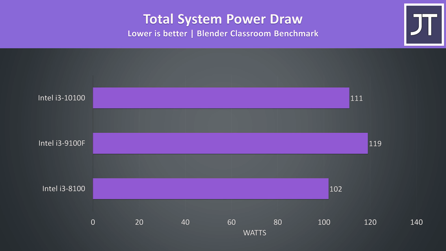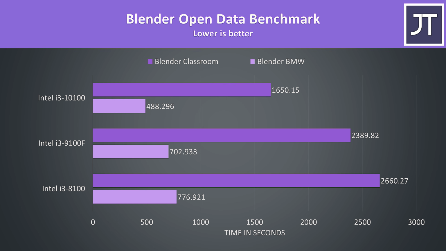When we look at the total system power draw from the wall in the Blender test, the 8100 was using the least amount of power, as you'd expect. However, I found it very interesting that the 10100 was using less compared to the 9100F. The 10th gen option must be a fair bit more efficient, because while using less power, it's completing this task around 44% faster than the 9100F.